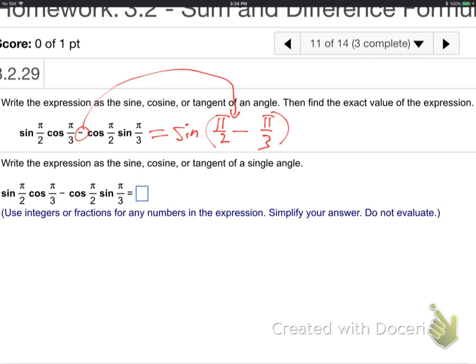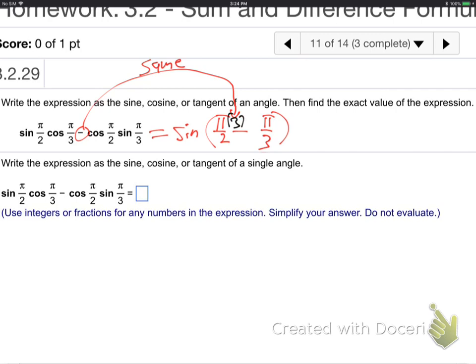Same. Are we good? Look at the board. Look at the sine. Whatever started, same, right? Cosine is opposite. That sine, cosine, cosine, sine pattern is the sine of two angles. That's one sine, two angles subtracting. Now, here's what I want to show you. How do you subtract pi over 2 and pi over 3?